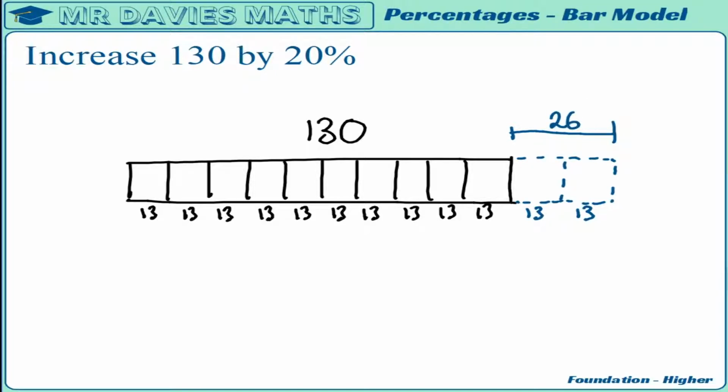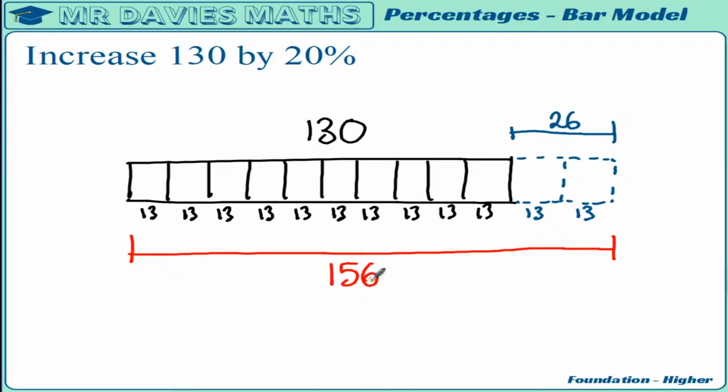So what I need to do now is figure out that I did start off with 130 to there, and I'm going to add on an extra 26. So 130 plus the 26 is 156. So my answer is 156. Next question.